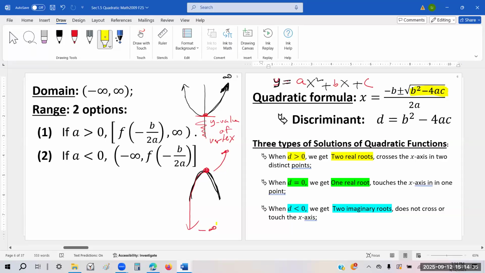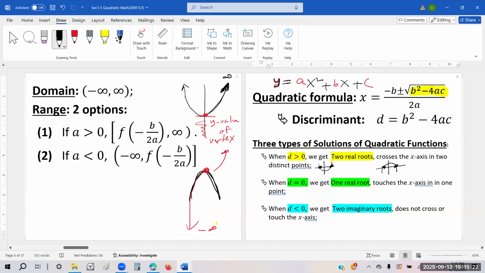How do you know? Well, since this discriminant is under the radical, when you have a positive number under the radical, you get two solutions. One is positive, one is negative. So you get two real solutions, which means you have two x-intercepts. So you're crossing the x-axis twice. Probably this way, so you have one x-intercept here, another x-intercept here. Or if you have an upside down parabola, maybe you have two x-intercepts here and there. So when your discriminant is a positive number, you have two x-intercepts, so two real solutions.